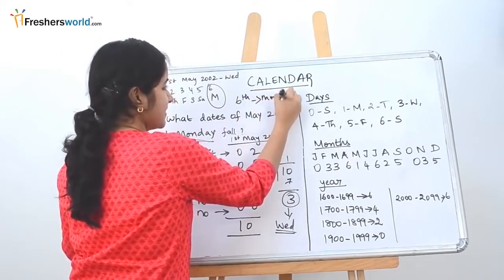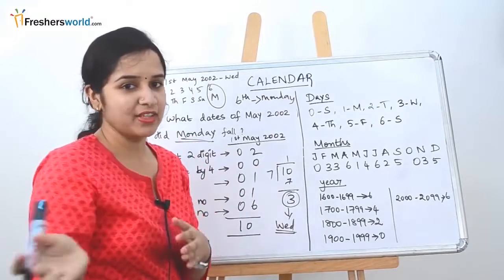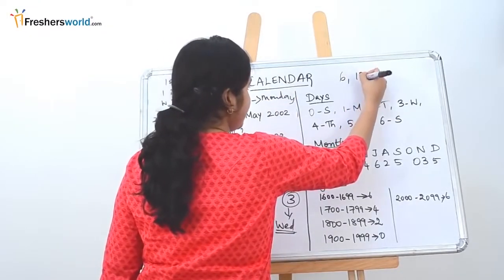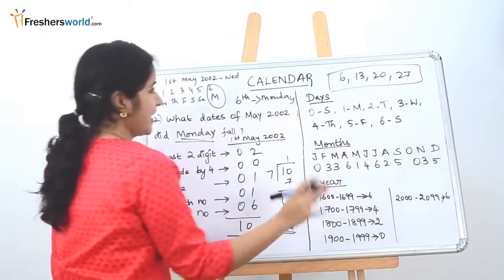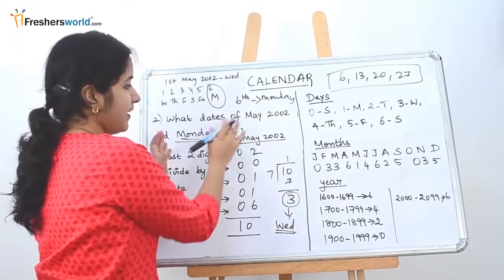How to find the other days? It's very simple. You just have to add 7 to it. So 6th, 13th, 20th, 27th. These are the various dates that will fall on Monday in May 2002.